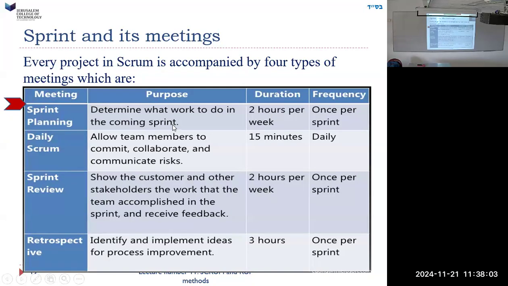So for this one, you don't necessarily have a whole team at that meeting. That meeting could be just with upper management, right? It could be like the Scrum master, the product manager, and/or product owner, and some other people, but not necessarily the programmers. Two hours per week. Once per sprint.